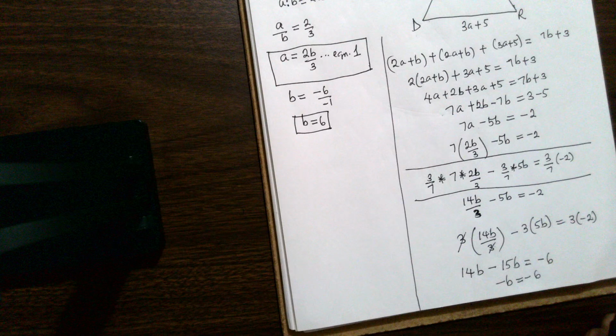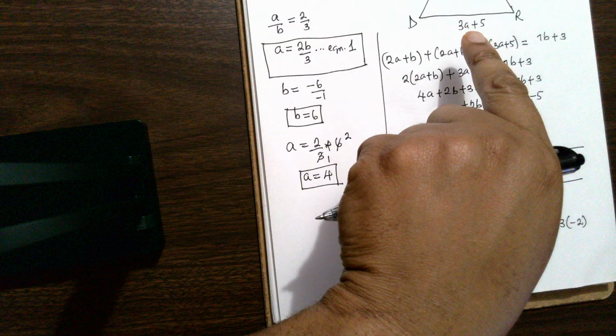Okay, the second question, let's look at the second question. It says area of the floor. Okay, area of the floor. So the area of this triangle is what we need. Area of this triangle, the isosceles triangle.